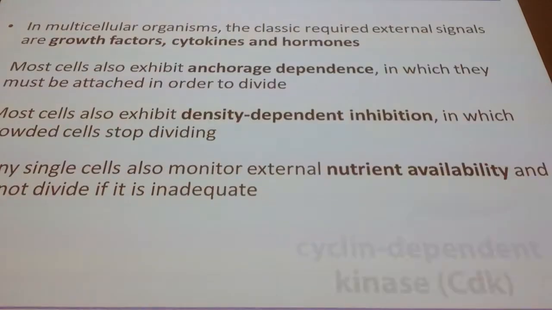So let's see, why is it that you have something between the G0 checkpoint and the go-ahead signal, or the start? Why do you need that? Why can't you just go through?